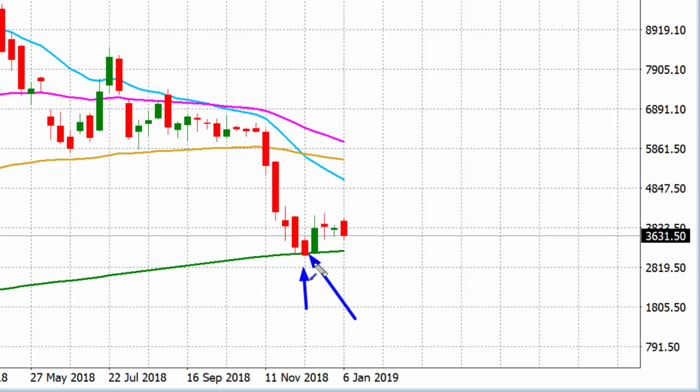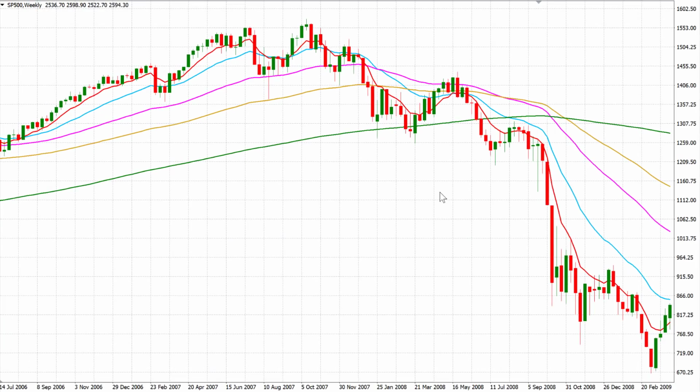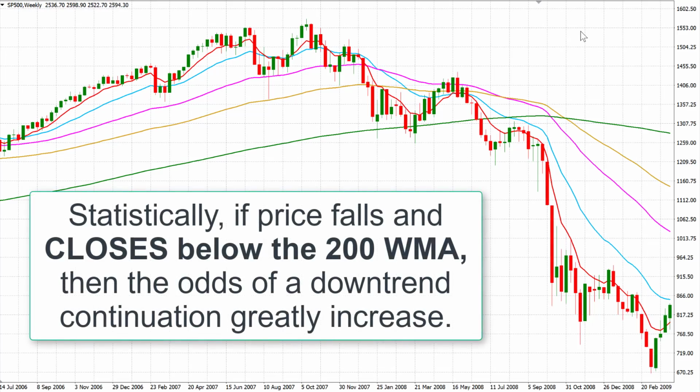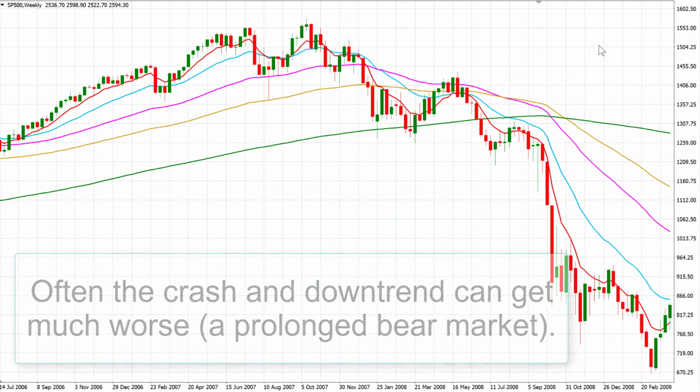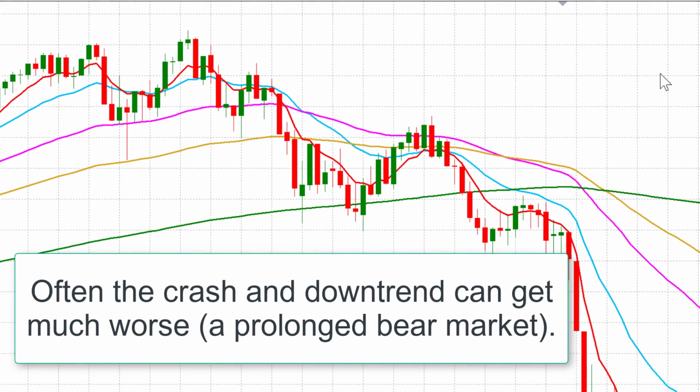But here's something else I want to show you, and this is quite significant. So this is the second most important thing you need to appreciate about the 200 weekly average, which is that history has shown that if the price falls below the 200 weekly average and closes below the 200 weekly average, especially below the lows it made, then things can get much worse. Let me show you an example.